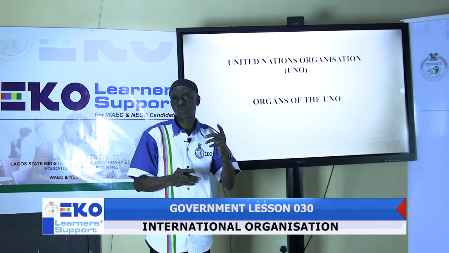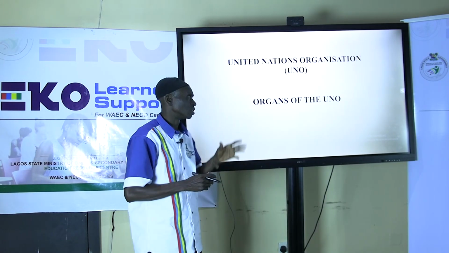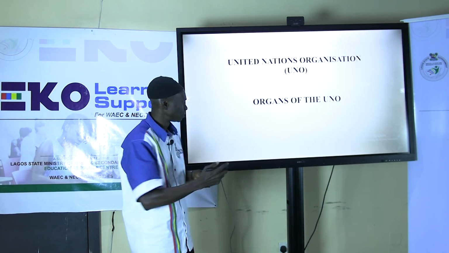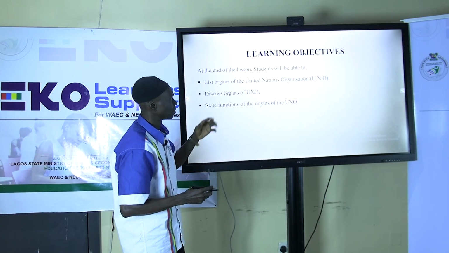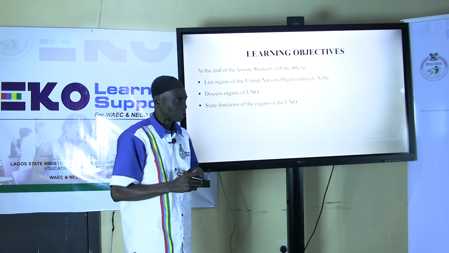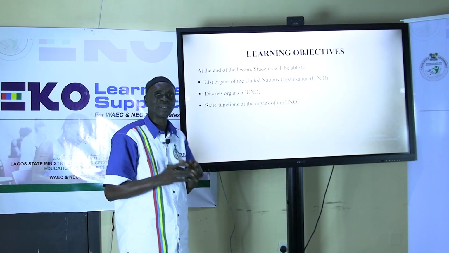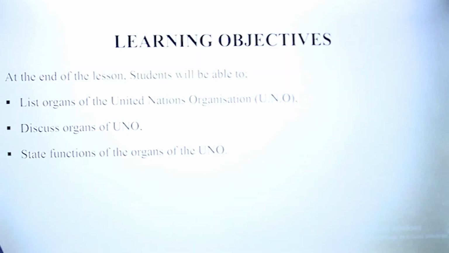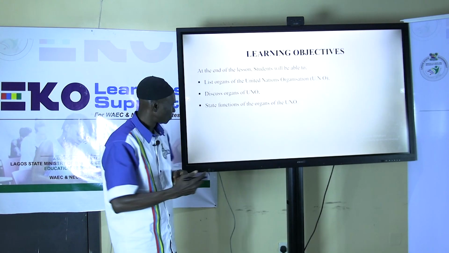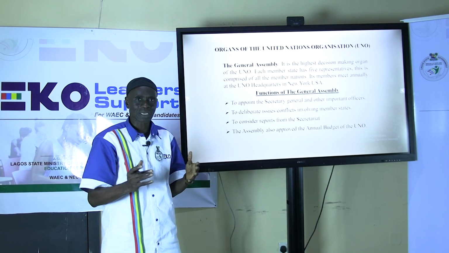Before we go on, let us look at the objectives that we want to derive as far as this topic is concerned. We are going to look at the following as objectives, of which at the end of the lesson we will try to achieve. Number one, list organs of the United Nations Organization, UNO. Two, discuss organs of the UNO. And three, state functions of the organs of UNO. Let's take it one after another.